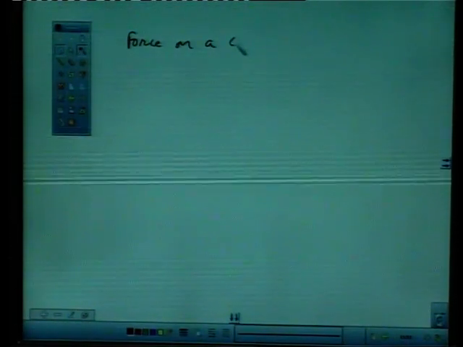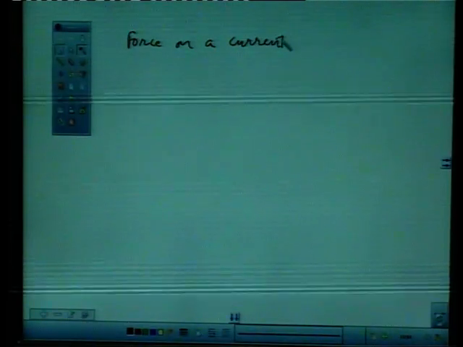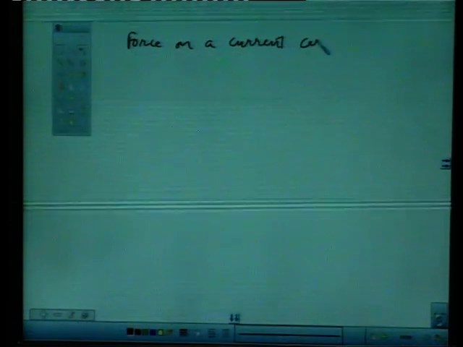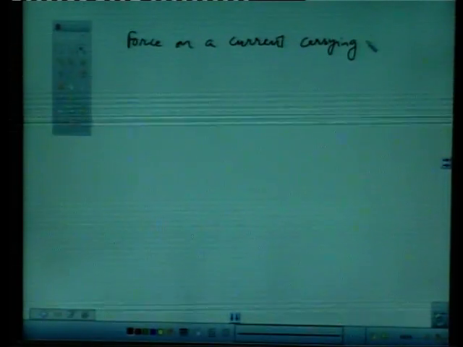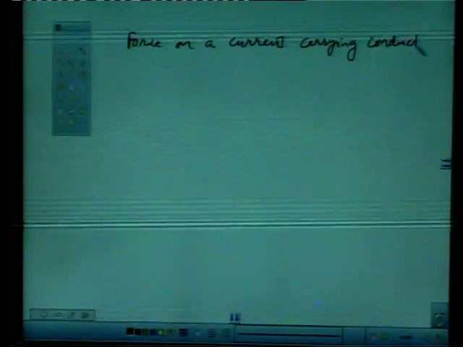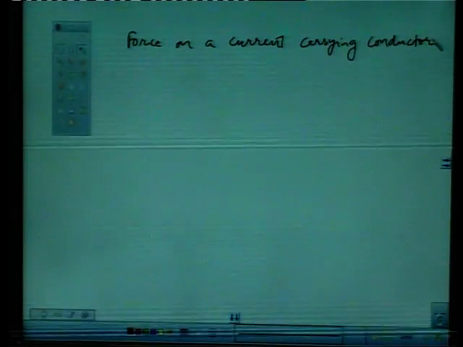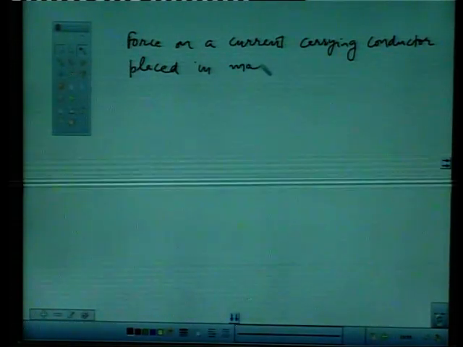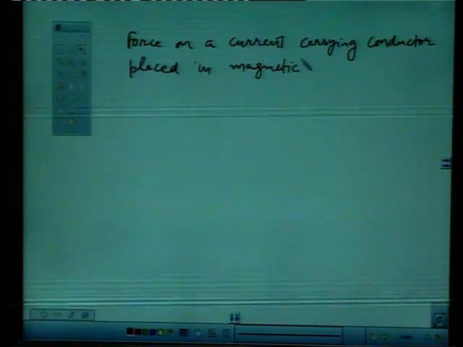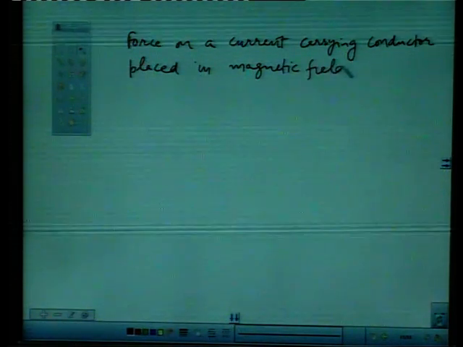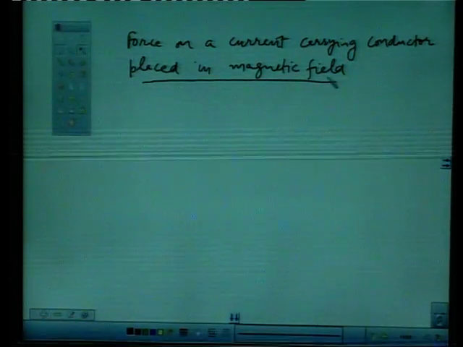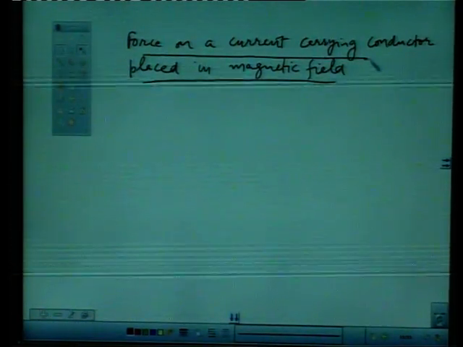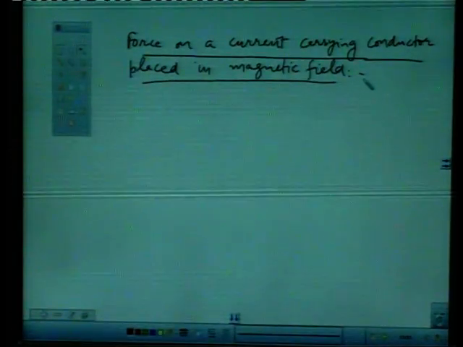Now the next topic is force on a current carrying conductor placed in a magnetic field. Now we are talking about a conductor which is placed inside a magnetic field. Let us draw the diagram.